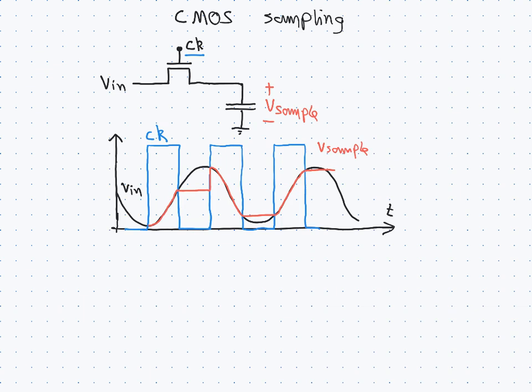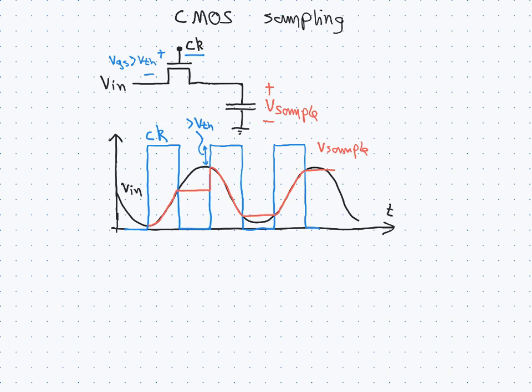Now, one thing to remember about the sampling here is that in order to turn the MOS transistor on, we must have a gate to source voltage which is larger than the threshold voltage. Now that means that the input voltage here can't be as high as the voltage on the clock, otherwise we won't get the sample at the top end here. So the difference between the clock voltage, which is gate voltage, and the input voltage, which is source voltage, needs to be larger than the threshold voltage.